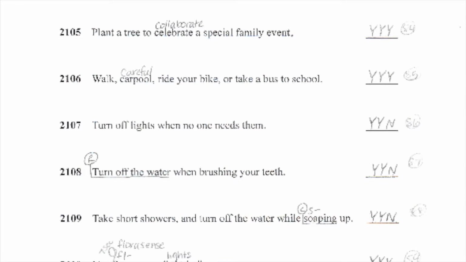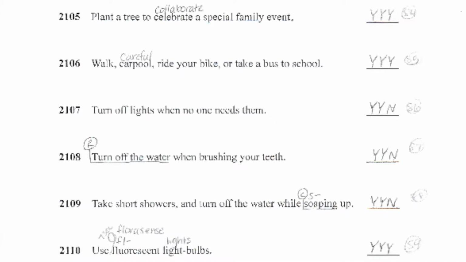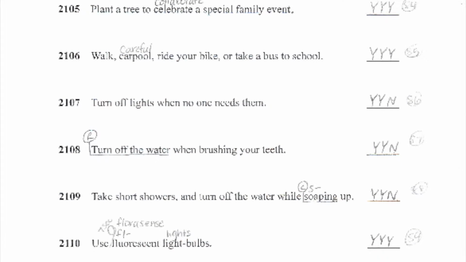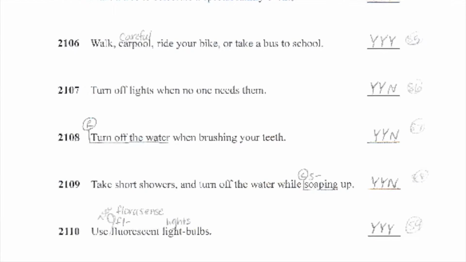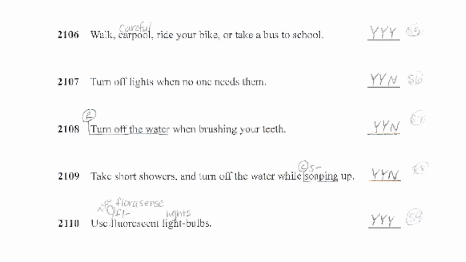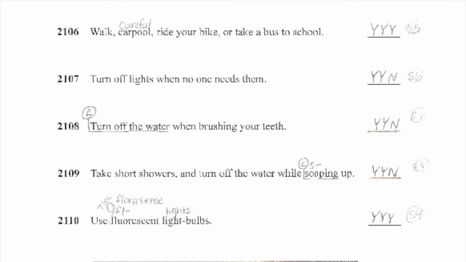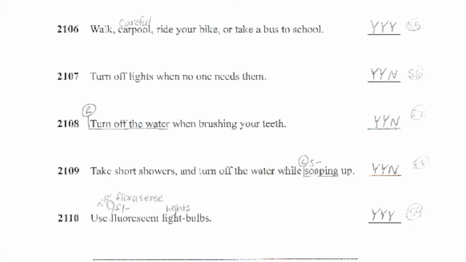Again, walk, carpool, ride your bike. Walk careful would maybe make sense, but it doesn't make sense in this story. Again, she regressed, but she almost got this word fluorescent correctly. She was very close. And again, you'll notice that 7-second pause before she attempted to say that word.